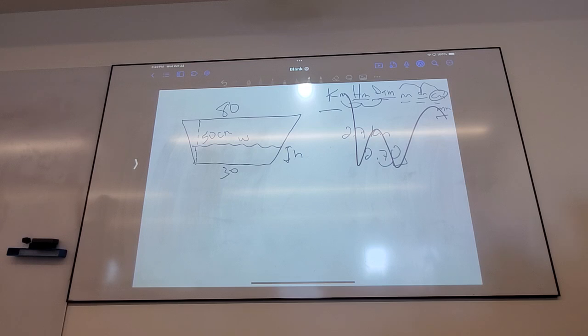Okay, fine. So then 1, 2, this is 0.8 meters. 1, 2, this is 0.3 meters. 1, 2, this is 0.5, I'm sorry, meters. Okay, so now all my units match.